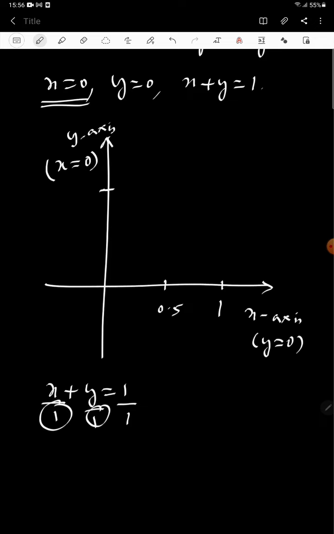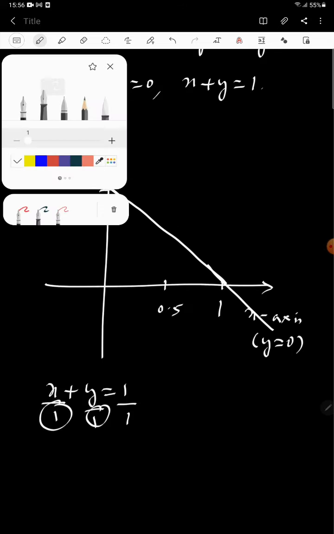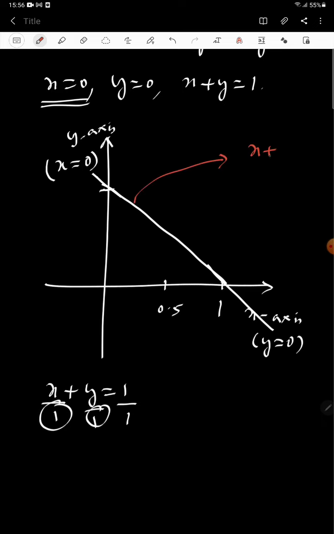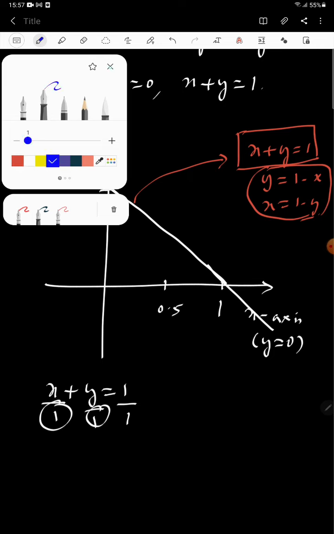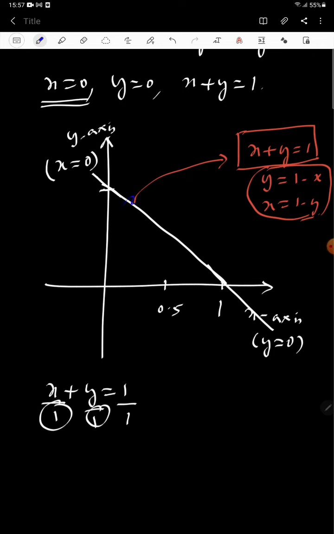Now I take a straight line passing through these points. The equation of this line is x plus y is equal to 1. I can write it as y is equal to 1 minus x, or as x is equal to 1 minus y. All this is possible, but the actual guiding equation is x plus y is equal to 1. Now the region is this region. So this complete region is the region R.